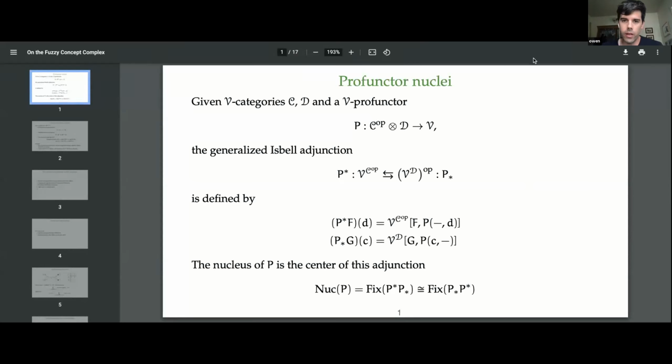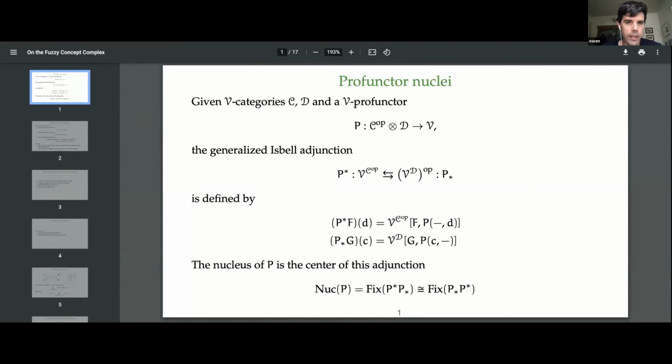Okay, perfect. Yeah, so our topic is applications of profunctor nuclei. We'll mostly talk about our research week activity, which focused on optimization, but maybe I'll just start with a little introduction to nuclei in general.